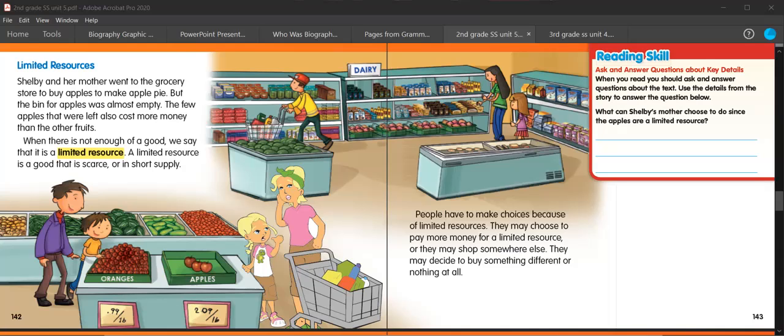Now, in the reading skills section on the right side, it says ask and answer questions about key details. When you read, you should ask and answer questions about the text. Use the details from this story to answer the questions below. What can Shelby's mother choose to do since the apples are a limited resource? So what are her options? What can she choose to do? Remember, right on this same page on 143, it does list different things that someone can do when they run into this problem. So please answer the question in your own words. You can pause the video as you do the writing.